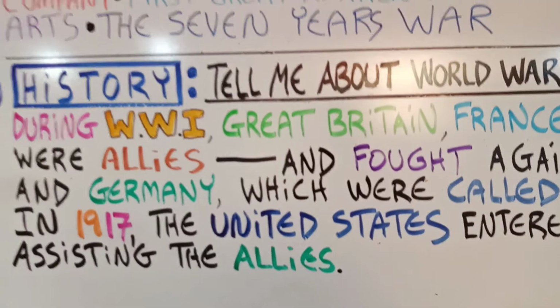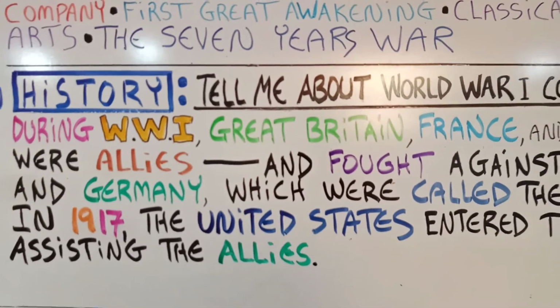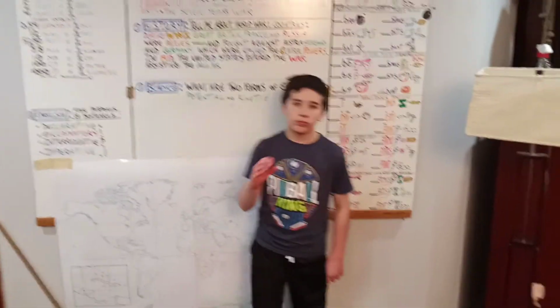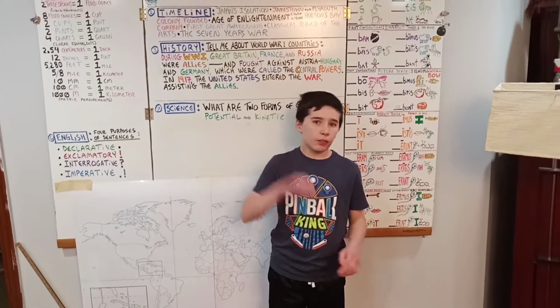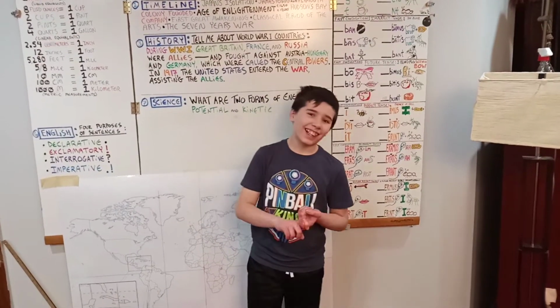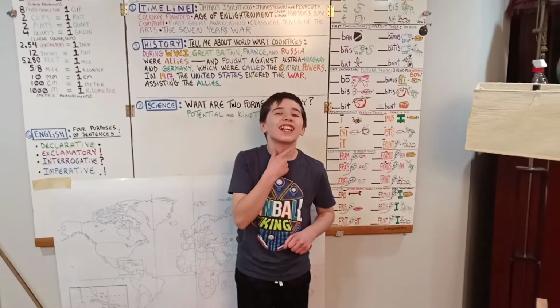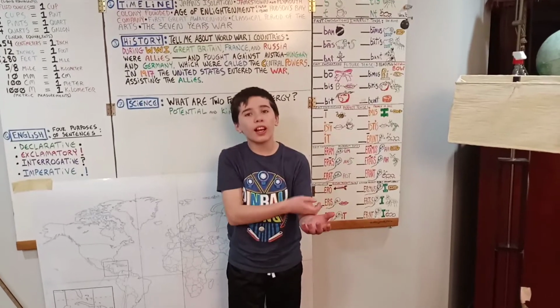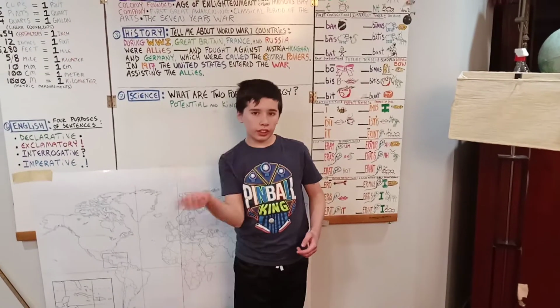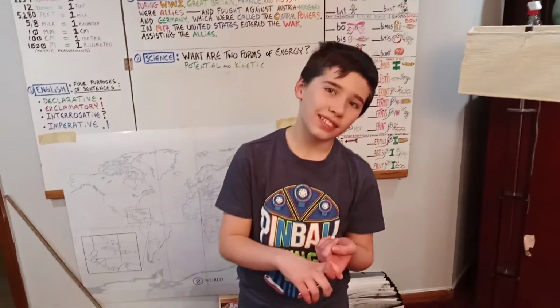Next week. This week's history sentence is, tell me about World War I countries. During World War I, Great Britain, France, and Russia were allies. Austria, Hungary, and Germany were called the Central Powers. In 1917, the United States entered the war, assisting the Allies.